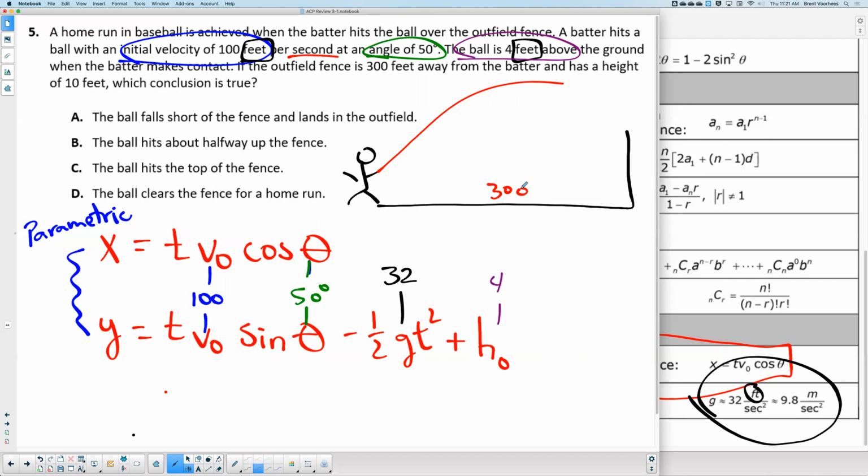It's a horizontal line, so what is that? It's x. Okay, now that would be a relation because there's no t. It just says x. That's a relation. We're going to graph that as relation. And then what about the fence is 10 feet tall?